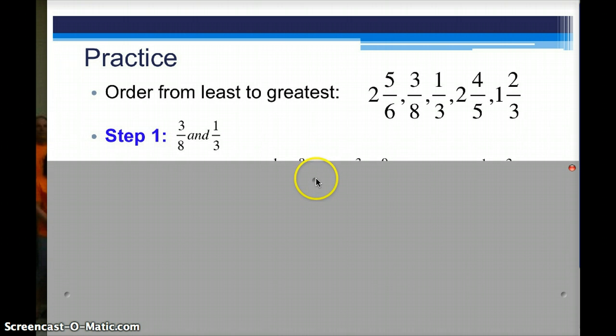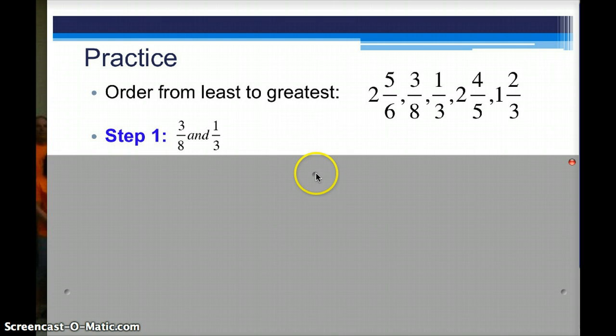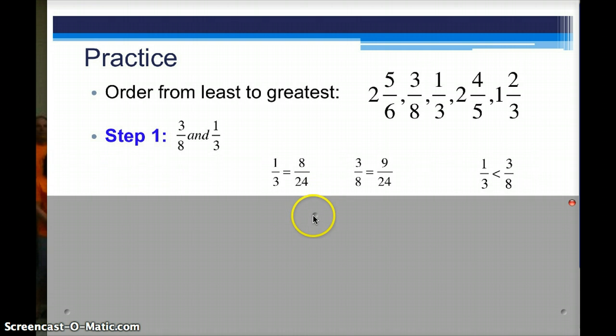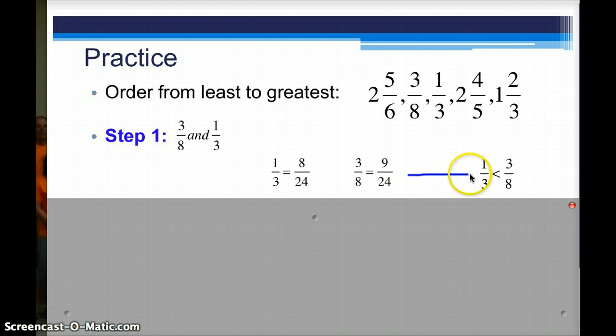So, step 1, look at just the proper fractions. We have 2 proper fractions, that's 3/8 and 1/3. Compare those. Well, we need to start by finding a common denominator. So I went with 24, so I found equivalent fractions with 24 in the denominator. An equivalent fraction to 1/3 is 8/24, and an equivalent fraction to 3/8 is 9/24. 8 is less than 9, so that means 1/3 is less than 3/8. And I wrote that right over here, so then at the final step I can just look at that.